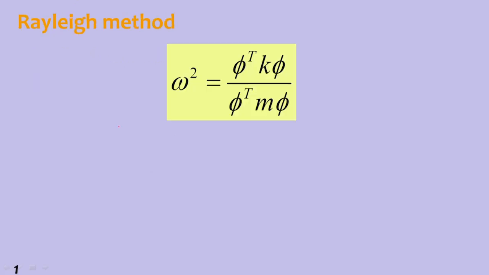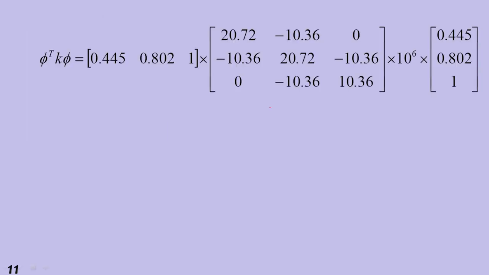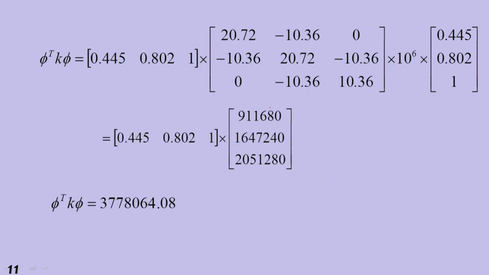Now in Rayleigh's method, we know Rayleigh's coefficient, that is omega square is equal to phi transpose K phi by phi transpose M phi. Upon substituting the mass matrix and stiffness matrix values, we need to work it out. Phi transpose is a row vector, this is a column vector, and this is a 3 by 3 matrix. So we got the phi transpose K phi value as 3778064.08, that is the total value of that.